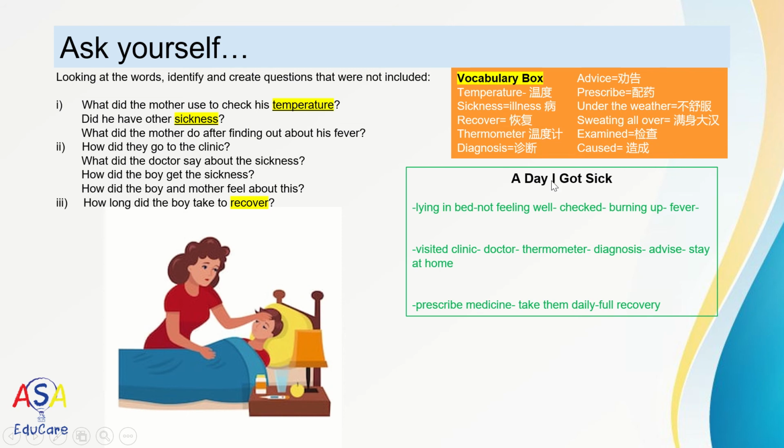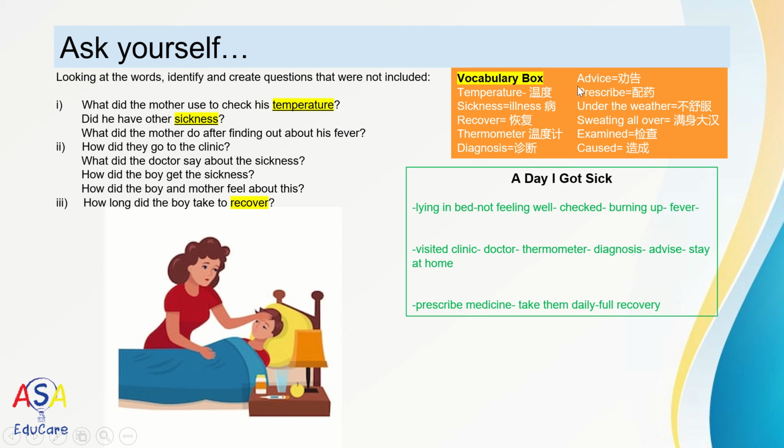Okay? So, let's go through the vocabulary box. First one, temperature. Spell this correctly. 温度. Sickness also means illness. Try to use illness more because sickness is very easy to write. 病. Recover. 恢复. Thermometer. Please spell this correctly as well. 温度计. Diagnosis. 诊断. Diagnosis, try to use it when you can. Okay, this is for example, the doctor made 做了一个诊断, made a diagnosis of COVID.